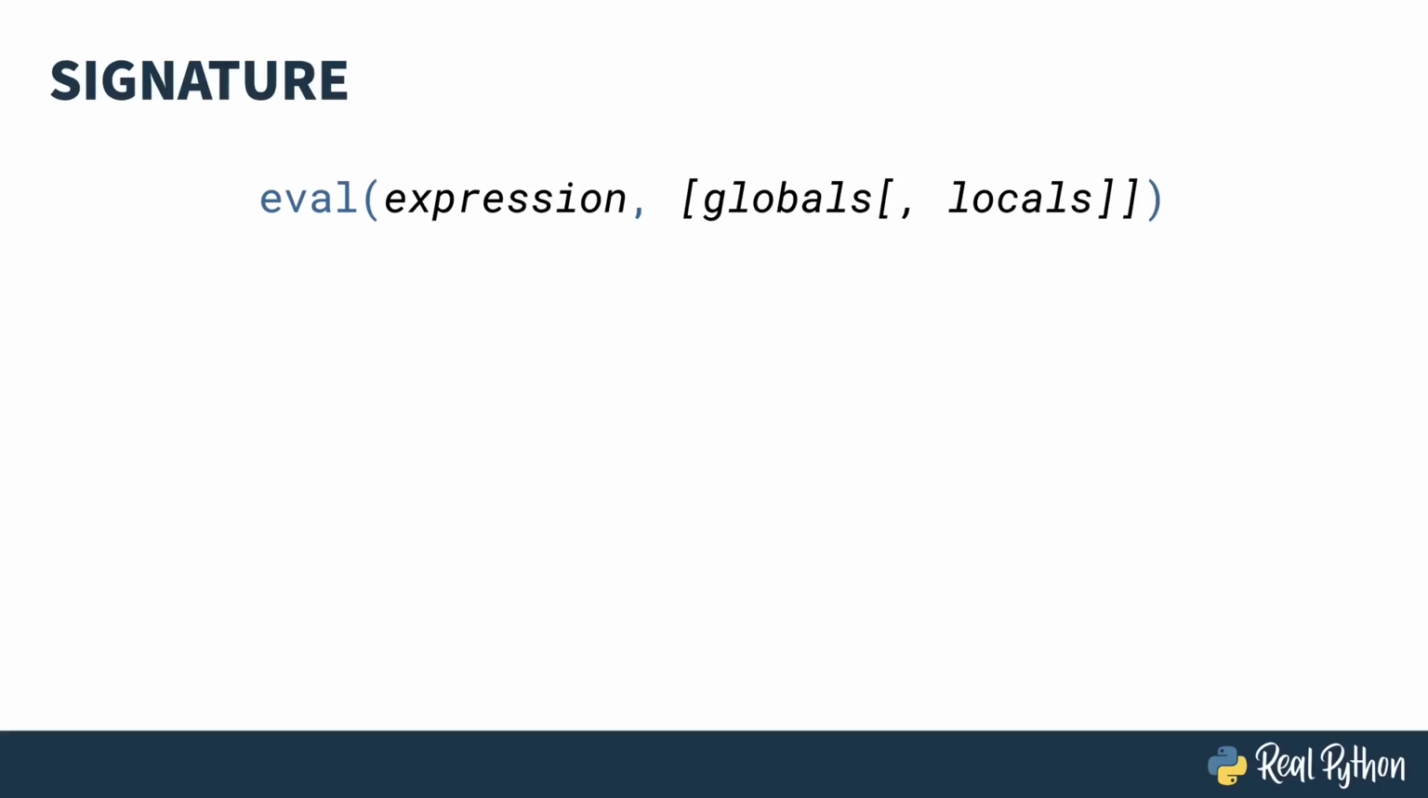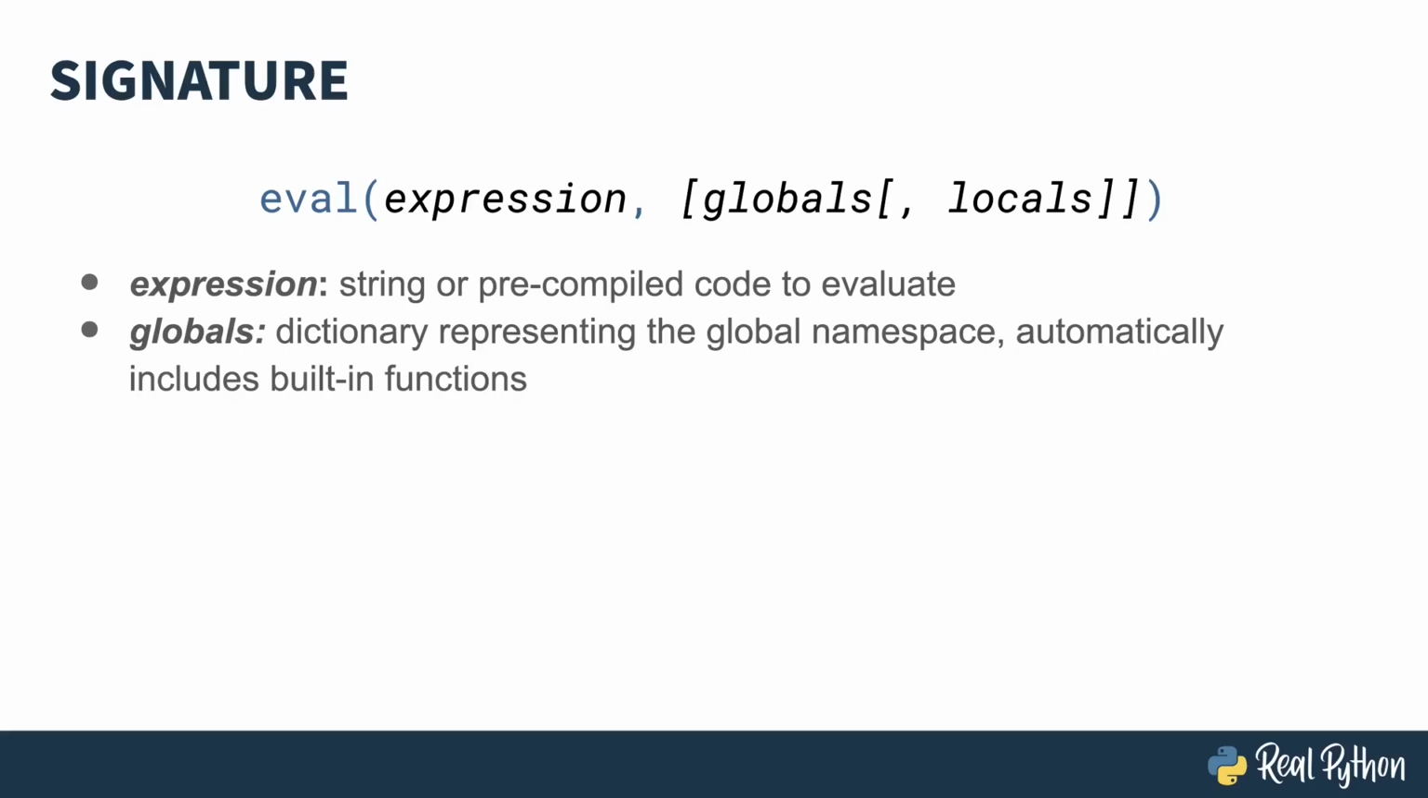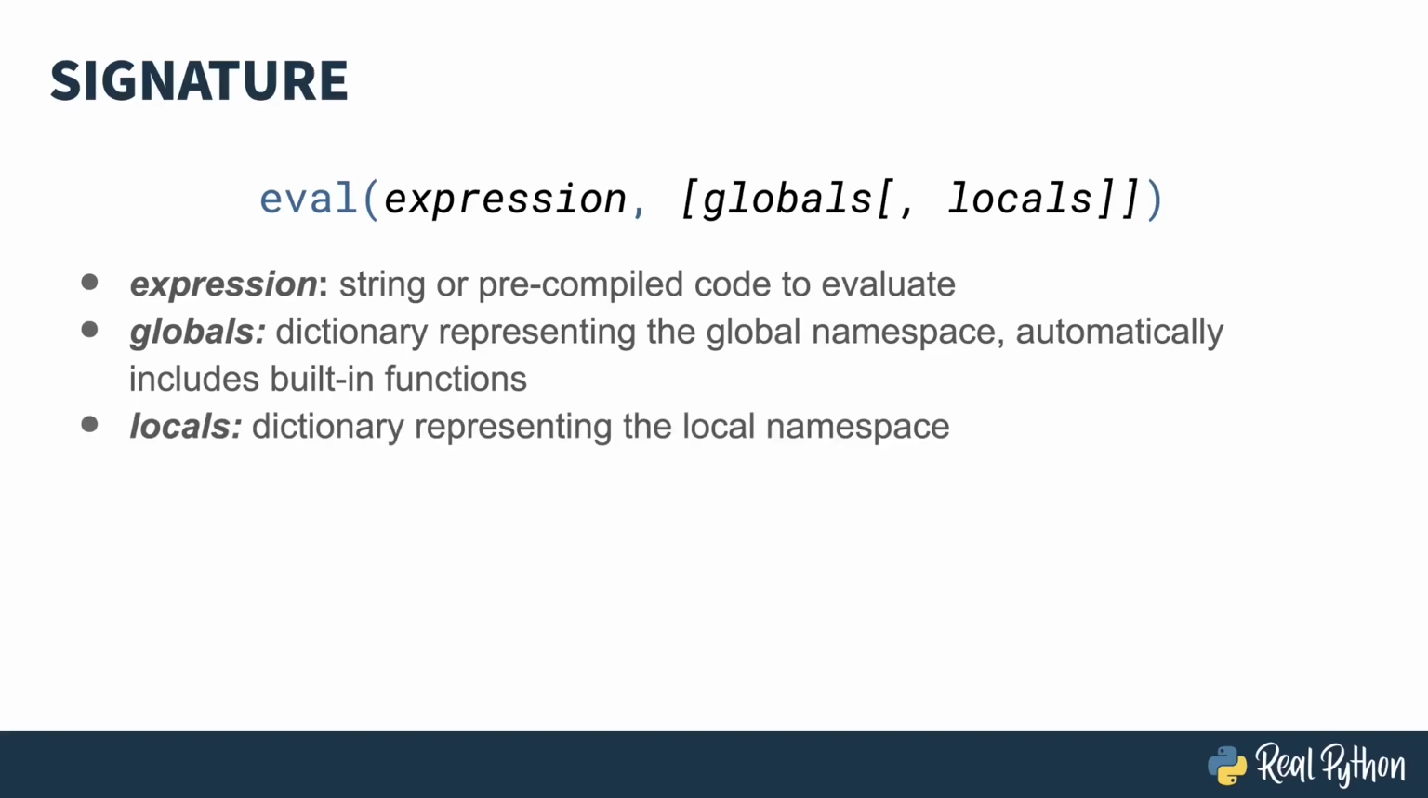Here's the signature for eval. It takes an expression first, which is the string to evaluate or a precompiled code object, similar to the 6 times 7 I just showed you, a dictionary containing global variables that are within scope in this expression, and another dictionary containing local variables that are in scope inside of this expression.